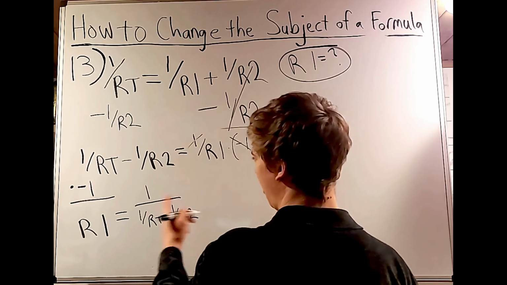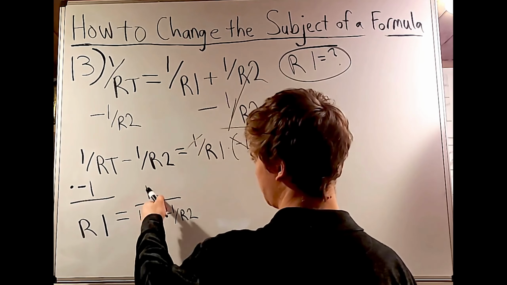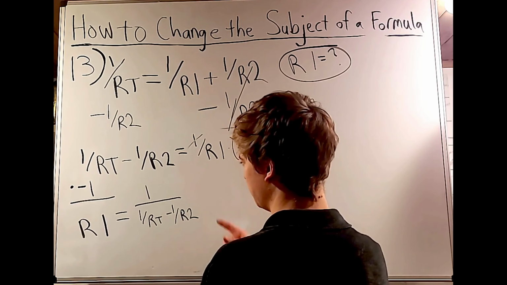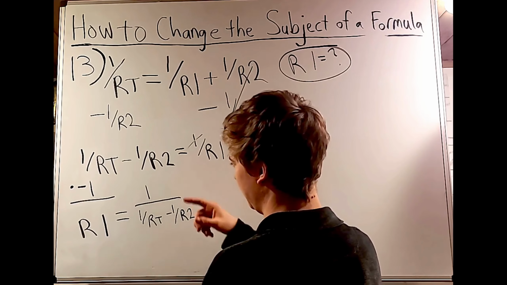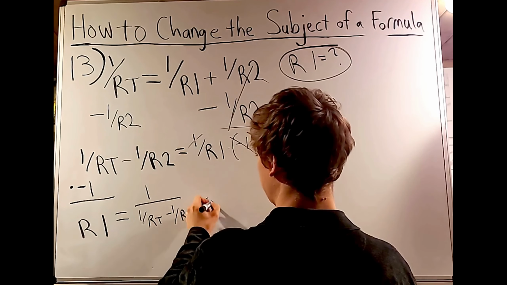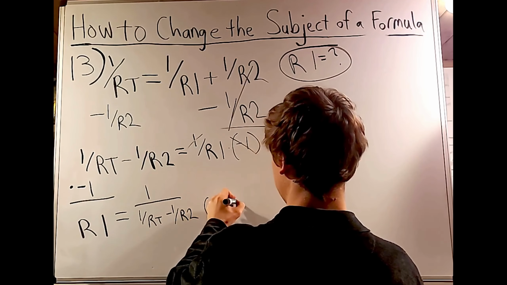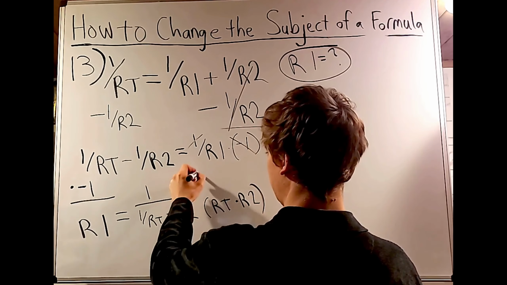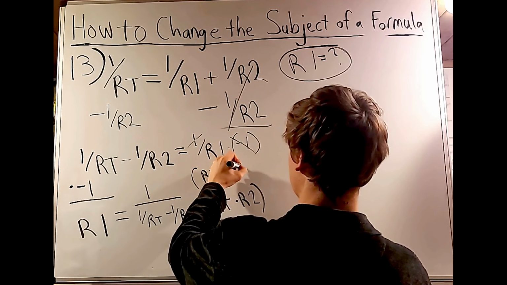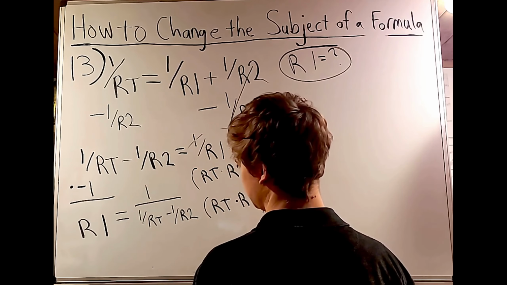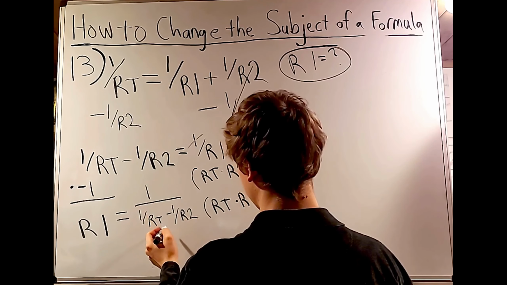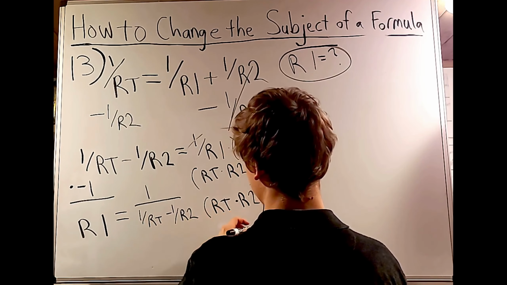So now we have a complex fraction. In other words, we have a fraction with some more fractions inside of it. We could simplify this by multiplying both this top and the bottom by RT and R2. So first we're going to multiply the bottom, RT times R2, as well as the top, RT times R2. First and foremost, what this does to the bottom is, from the beginning, we have 1 over RT times our RT times R2.